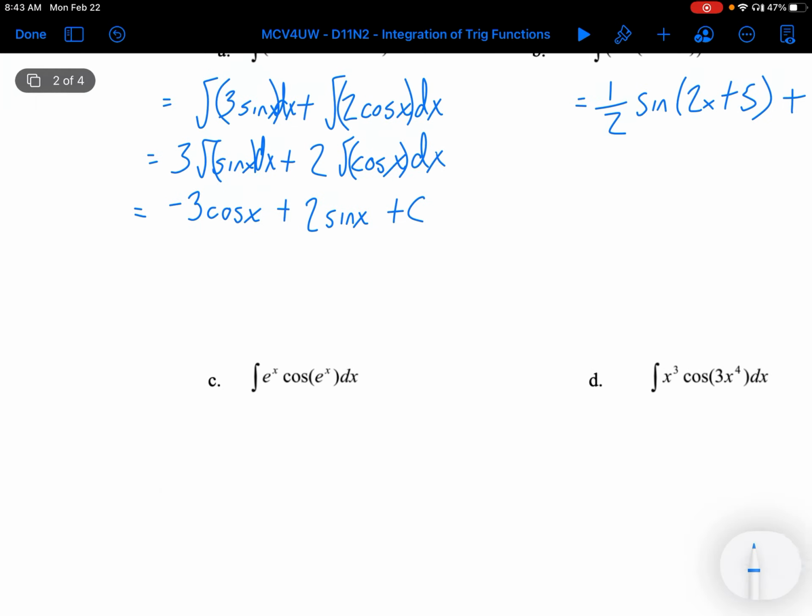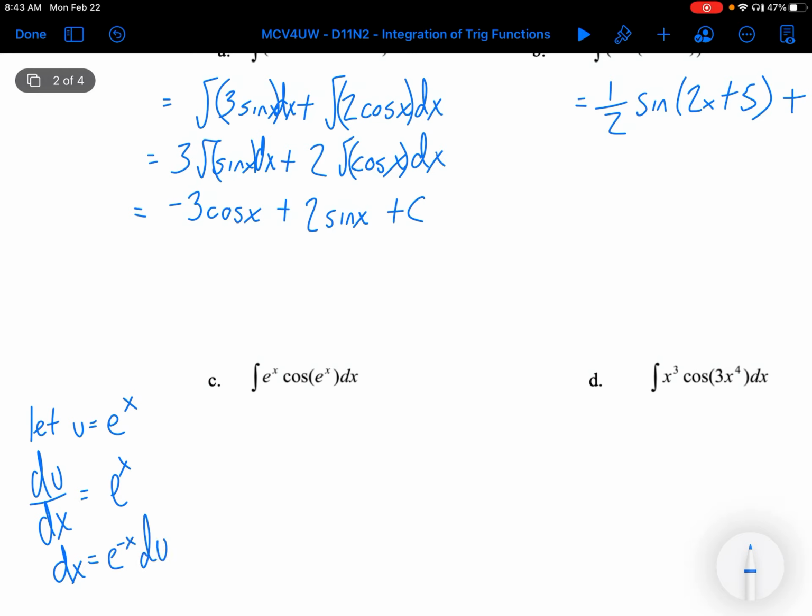Okay, I'm going to just move that away. Both of the next two are actually integration by substitution. So what we're going to do is let u equal e to the x, and then du by dx is e to the x. So dx is equal to du over e to the x, or e to the negative x du. So I'm going to just write it like this.